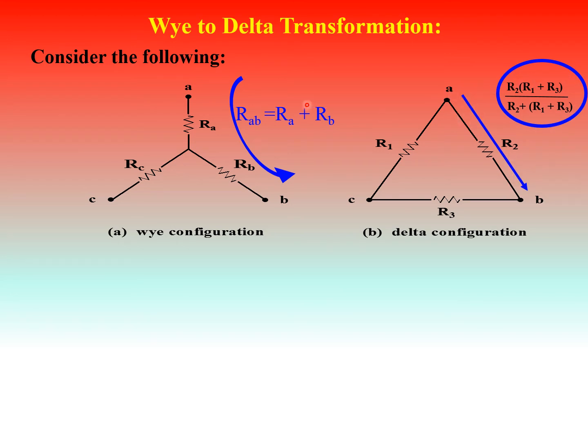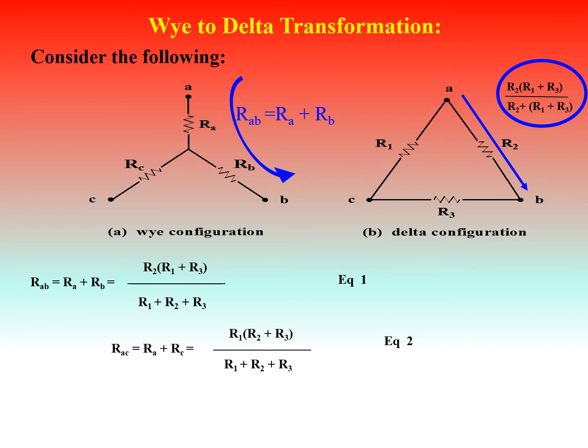Now you equate these two equations, and you will get RA plus RB equals R2 into (R1 plus R3) divided by (R1 plus R2 plus R3). This is equation 1, when you equate the resistance between the AB terminals. Similarly, you have to equate the resistance between AC here and AC here. Then you will get RA plus RC equals R1 into (R2 plus R3) divided by (R1 plus R2 plus R3).